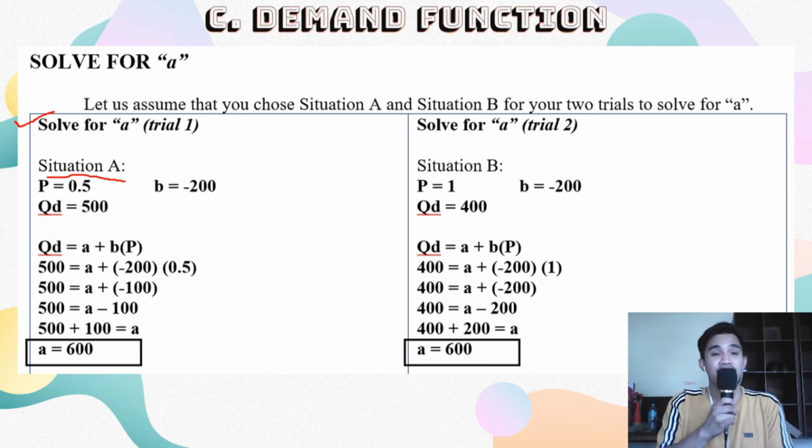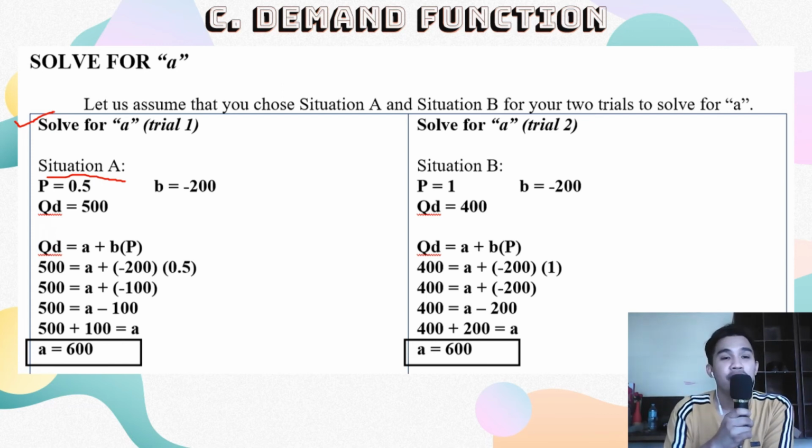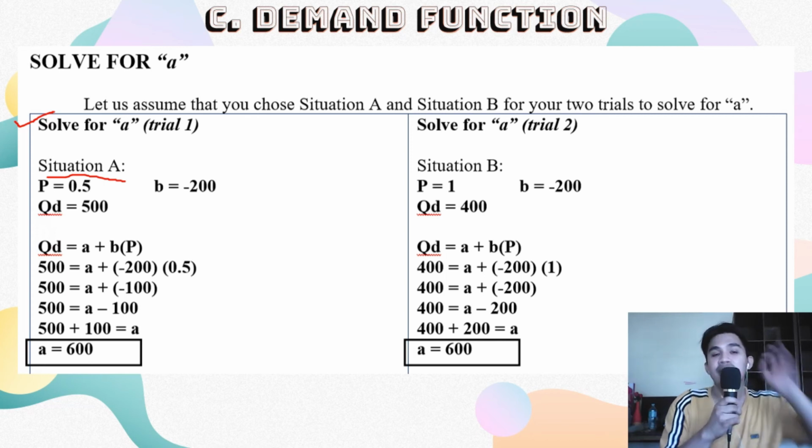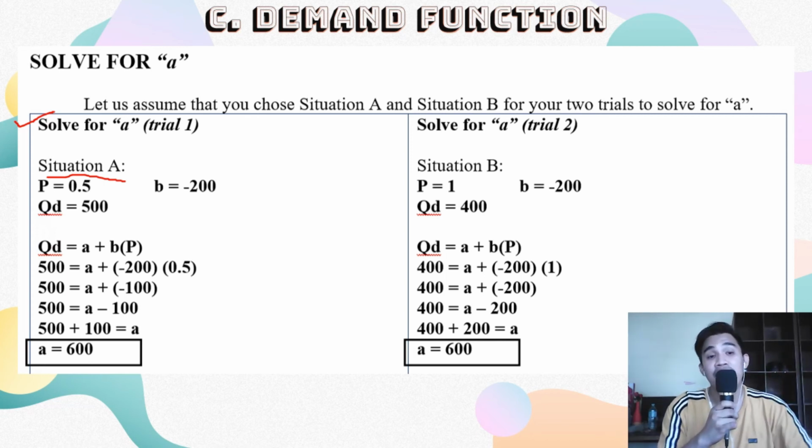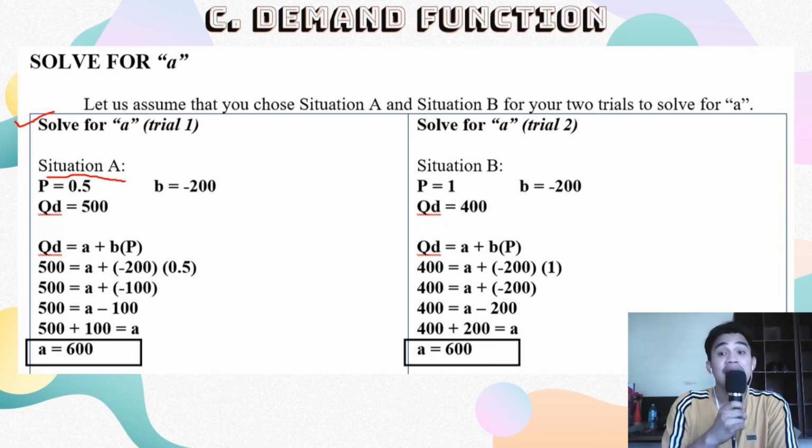So for situation A, our P there is 0.5 and our QD is equal to 500. And do not forget that the value of our B, or our slope, is negative 200. So we are going to substitute these values in the demand function. So QD is equal to A plus B times P. So what is the value of our QD?